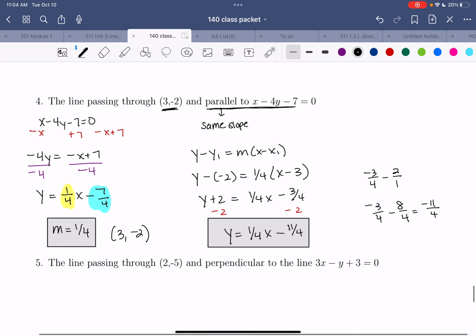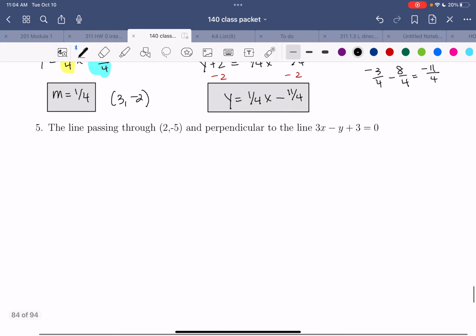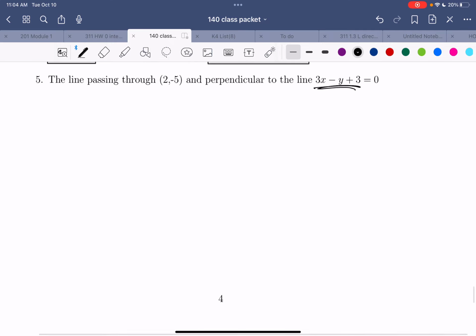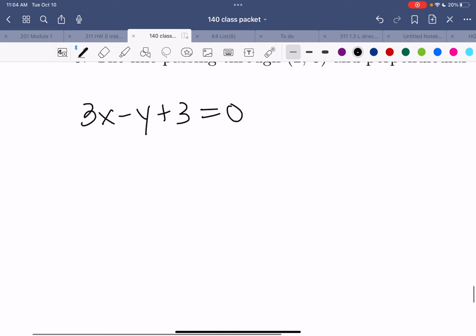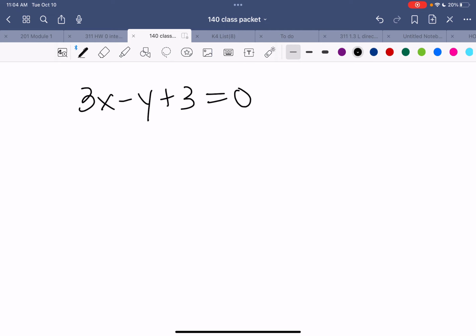Okay. We're going to use the same strategy here in number 5, only we're using perpendicular slopes. So we're going to start by taking a look at this one, and we're going to say 3x minus y plus 3 equals 0. And we want to solve for y. So I'm actually going to move the y to the other side. So let's just add y to both sides. And that'll give us 3x plus 3 equals y. And then we could flip it if we want and make it y equals 3x plus 3.